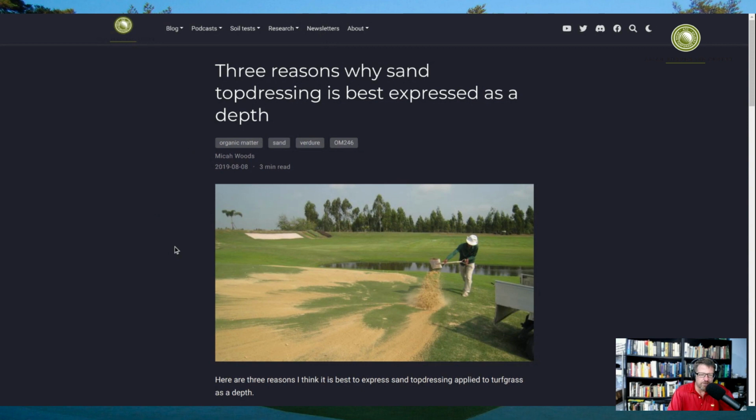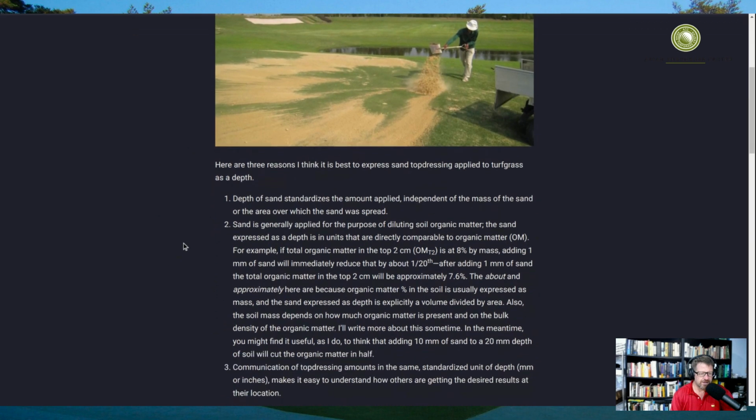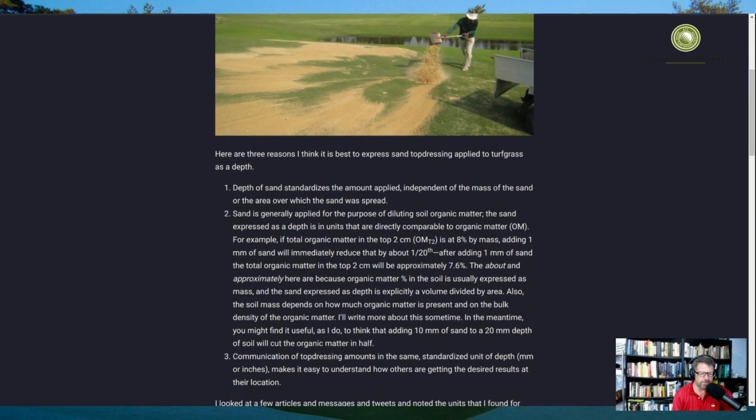So in this post, which I wrote a few years ago, I said, here are the 3 reasons I think it is best to express sand top dressing applied to turf grass as a depth. The number 1 reason I gave is that expressing the sand as a depth standardizes the amount. So just like precipitation, when it rains, we talk about that as a depth. You don't need to consider how much area that rain fell over. So you don't talk about the liters of rain or the gallons of rain that fell on 1,000 square feet or that fell on the golf course. You just talk about the depth.